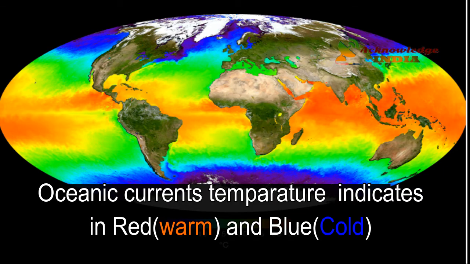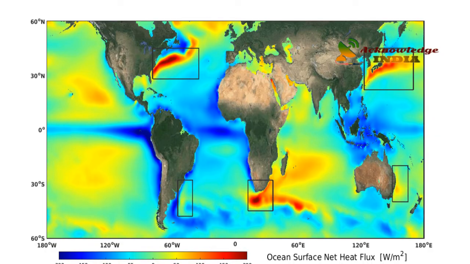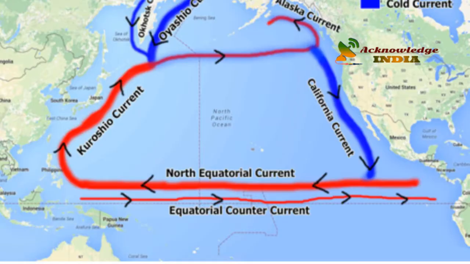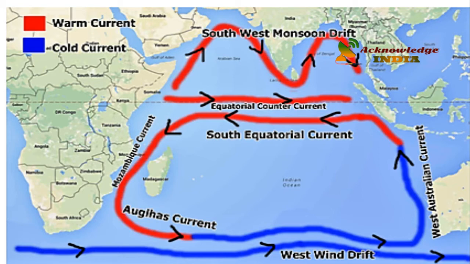So the next factor is temperature. In general, currents in the western part of every continent are cold. Currents coming from the polar region are generally cold. Currents near the equator are generally warm. There is a counter equatorial current which moves from west to east, that is a warm current. The west wind drift moves from west to east, that is a cold current.